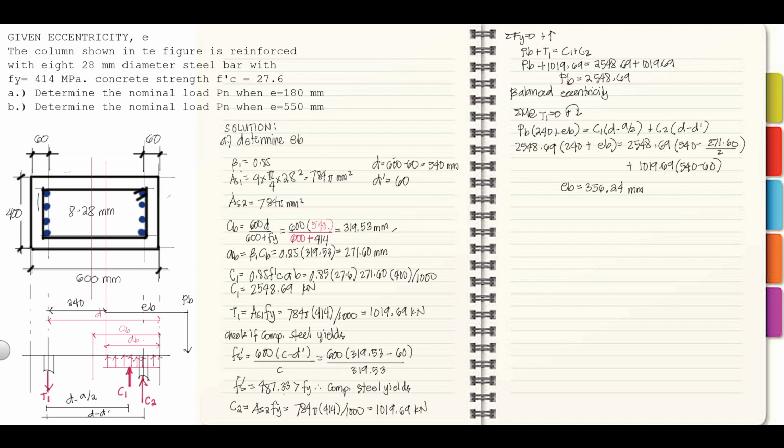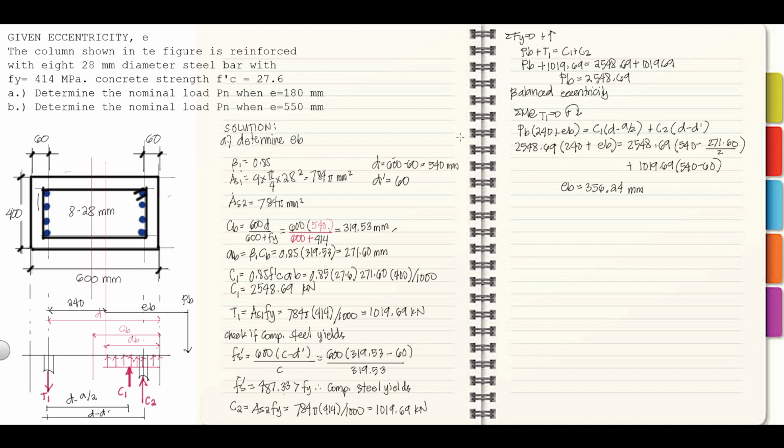So, okay, for the C2, we will have a formula of AS2 Fy. As seen here, no? Dahil na-solve natin, yung AS2 is the same with AS1. Okay, so we can now say C2 is equal to T1, which has the same answer of 1019.69 kilonewton. After solving all the forces needed on our column, we can get now the P balance.